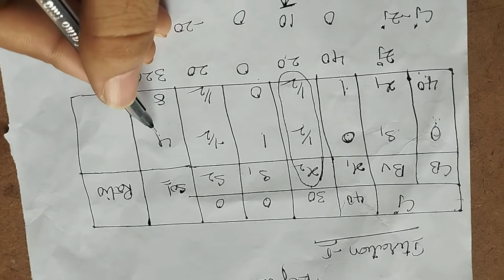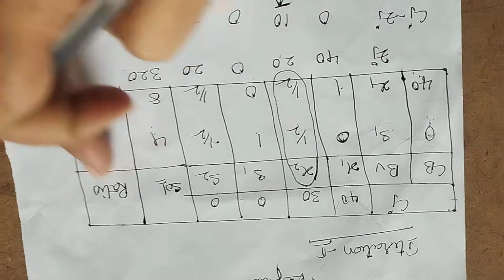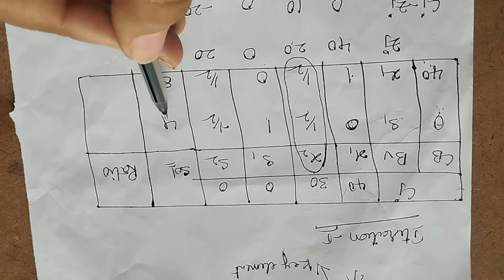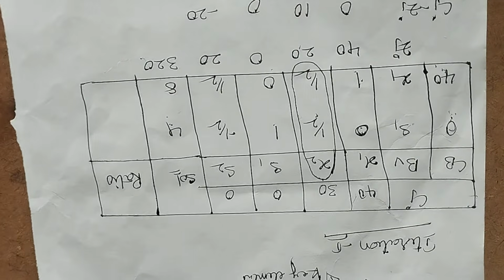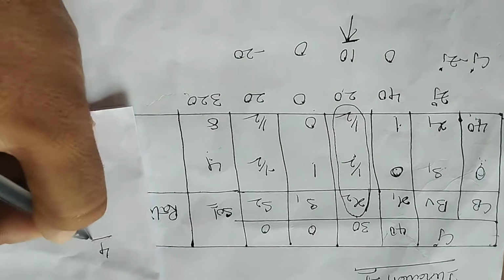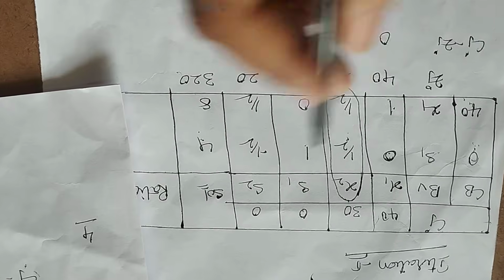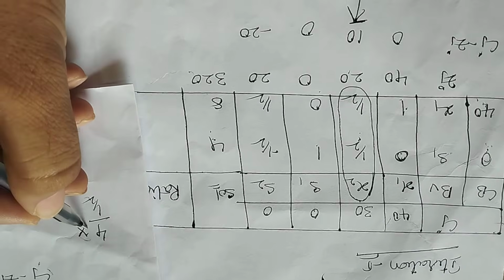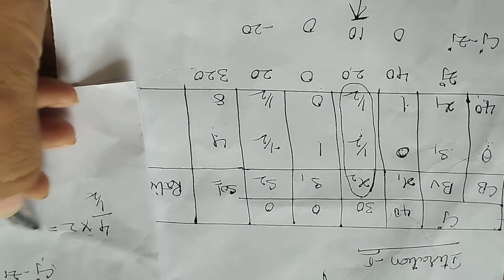Now we need to find the key row. How to find the key row? Divide the solution column by the key column values. See, 4 divided by 1 by 2. If we get 1 by 2, the 2 comes to the numerator, so it is written as 8.